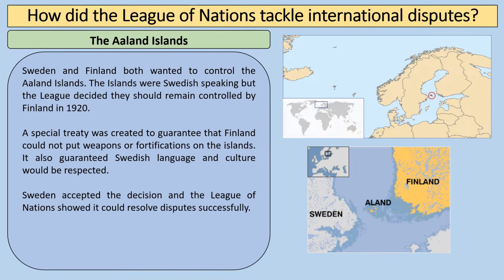Now, Sweden's a bit concerned about the islands being controlled by Finland, but a special treaty is actually created to guarantee that Finland could not put weapons or fortifications on the islands, so that they didn't threaten Sweden's security. And the treaty also guaranteed that Swedish language and culture would be respected. So it's a great example of the League successfully resolving a dispute. So if you need an example of the League of Nations being able to solve an international dispute, the Aland Islands is a really good one to use.